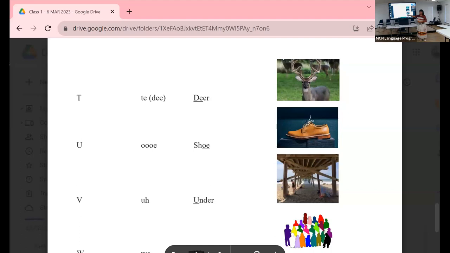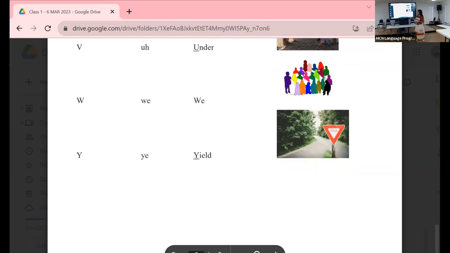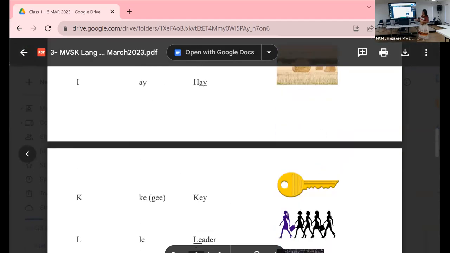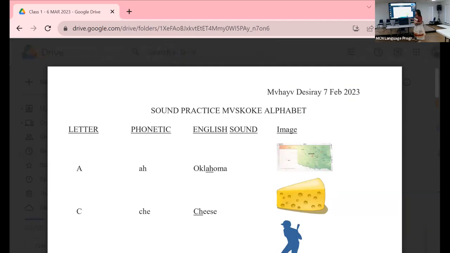And this is the one that does flub up me and sometimes some of our other speakers, because we think of the un sound, but the ooh sound like in shoe. The V has the up sound, like it's under the bridge. The W has the we sound, like in we. And the Y has the ye sound, like in you. Alright? So this is what helped me to switch from English to Muskogee sounds.